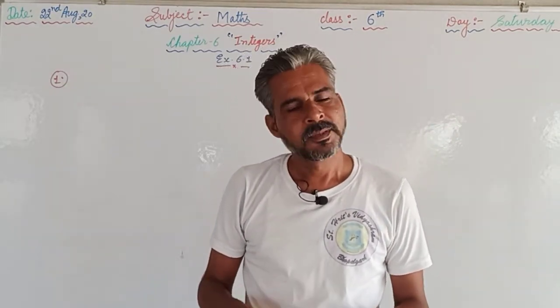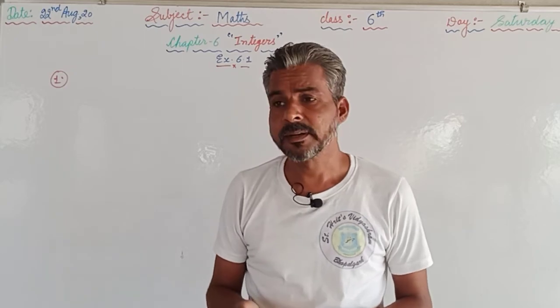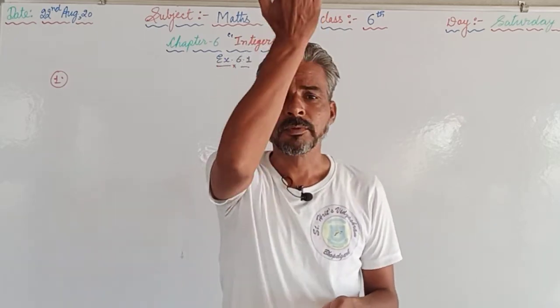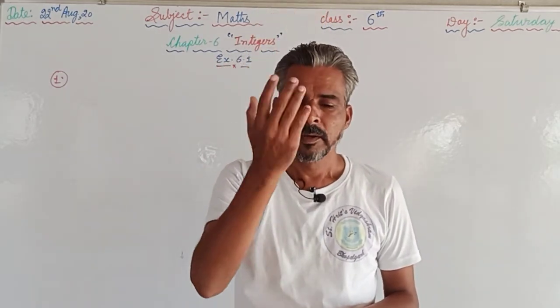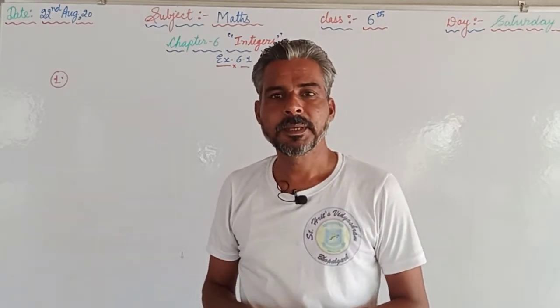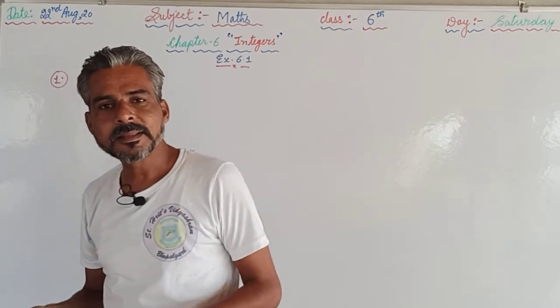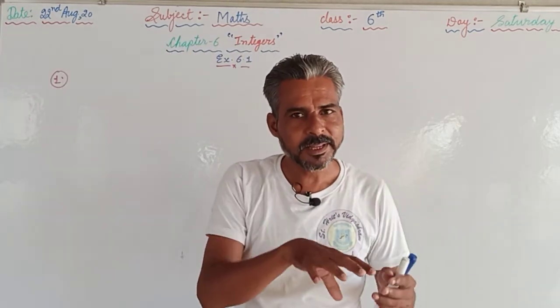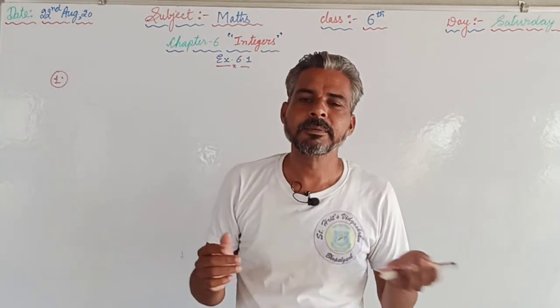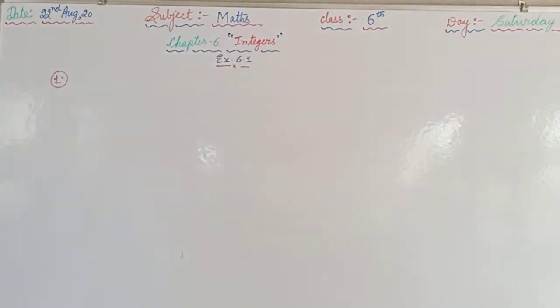At the same time, we can discuss some more examples. If we are calculating anything above the ground, that will be positive, or below the ground, that will be negative. If we are depositing any money in the bank, that will be considered as positive. If we are withdrawing any money from the bank, that will be considered as negative. So these are some of the examples. At the same time, we have completed question number 1.